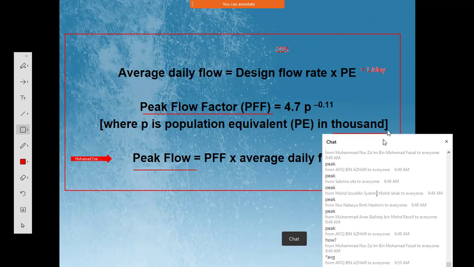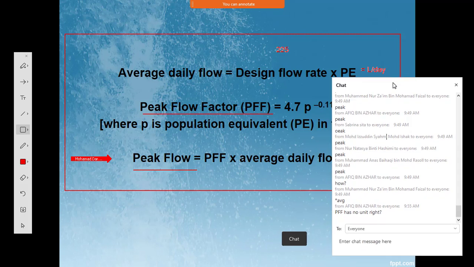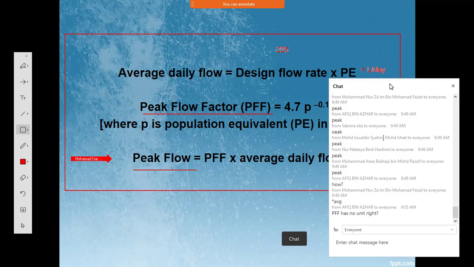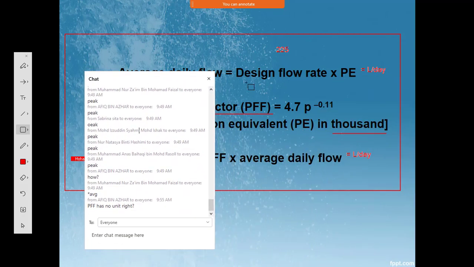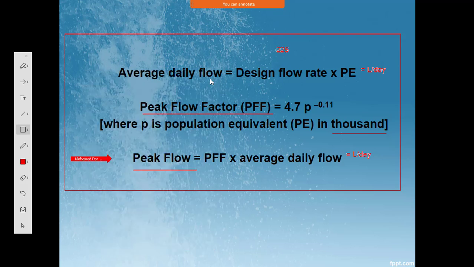Any question until now? PFF has no unit. Yes, PFF is unitless because it's only a factor, okay, that has no units. Okay, so everything is okay. All right.